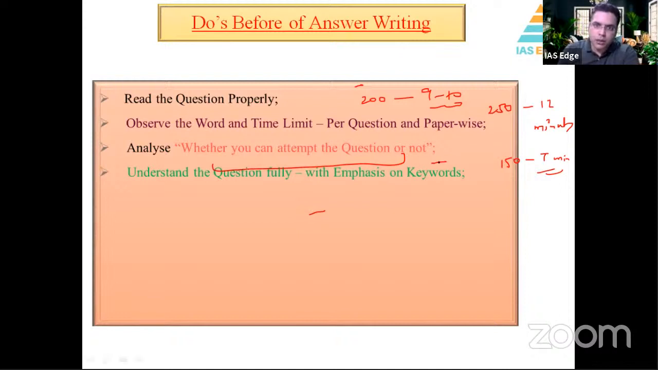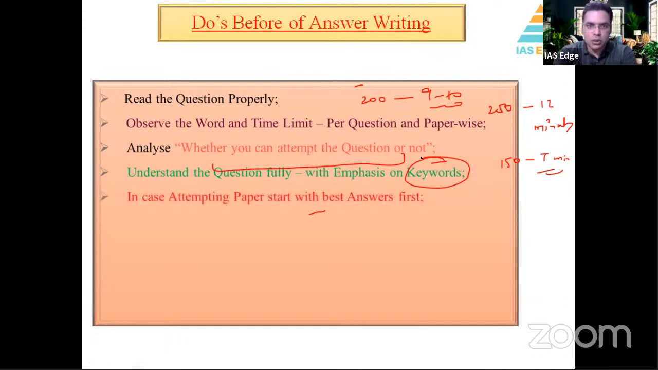Then always look at keywords. Every question is framed around certain keywords. There are important words on which the whole question is framed. Look for them, identify them, and focus on them, and that is how you can write a good answer. I'll explain it to you. In case you are attempting a paper of 20 questions, choose the best answers where you can write good answers.